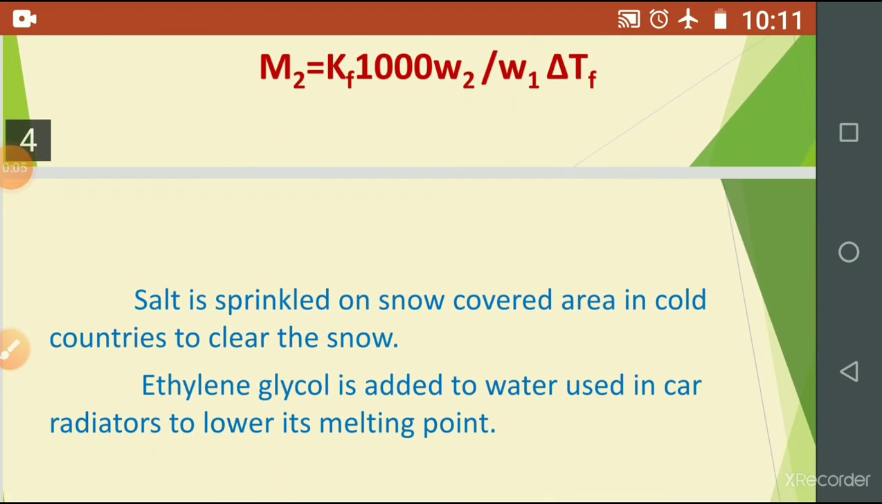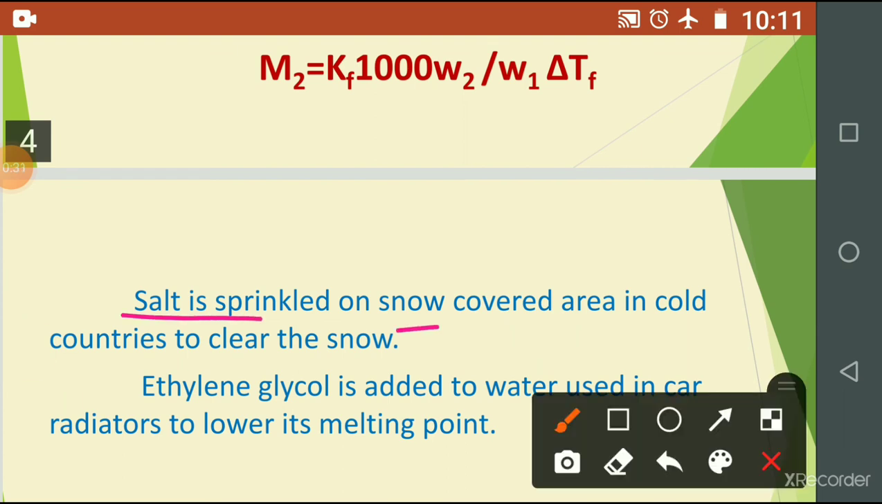So what is the application? We know that in cold countries during winter season, the roads will be covered by snow, 1 foot, 2 foot thick, you must have seen it in the news. In order to clear the snow, it is not possible to increase the temperature. So in that case they will sprinkle salt on the snow covered area. When salt is added, the freezing point decreases. Freezing point decreases, so the snow melts and the road will be clear.